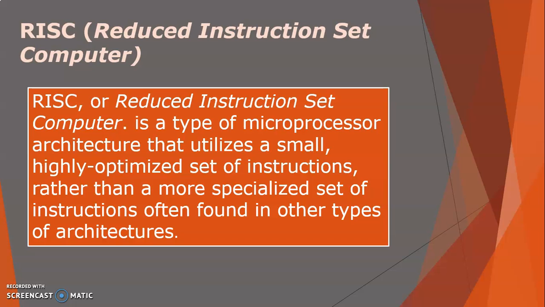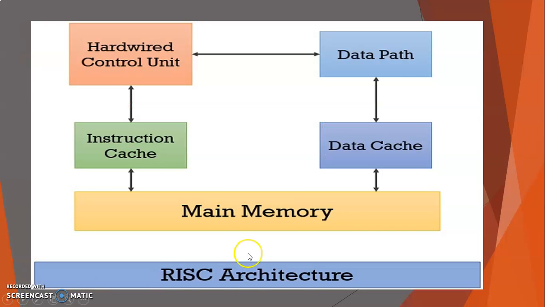The full form of RISC is Reduced Instruction Set Computer. So we reduce a lot of the set of instructions and define a new one. So this is the RISC architecture. We have a hardware control unit, instruction cache, data path, data cache, and main memory. These are the components of the RISC architecture.